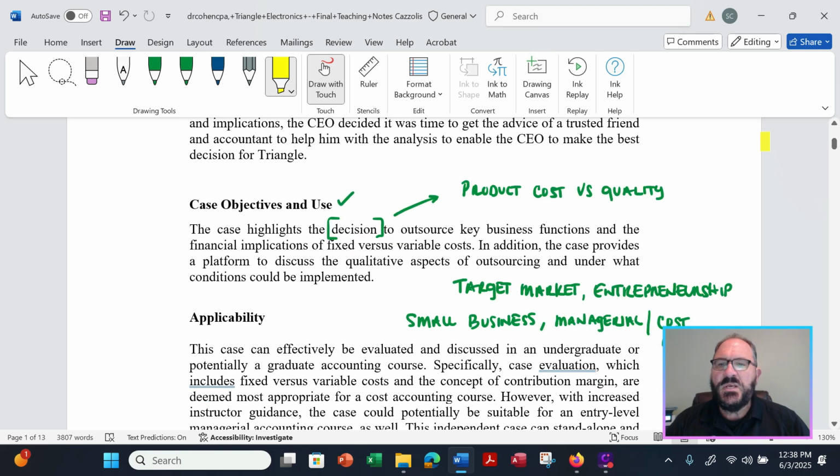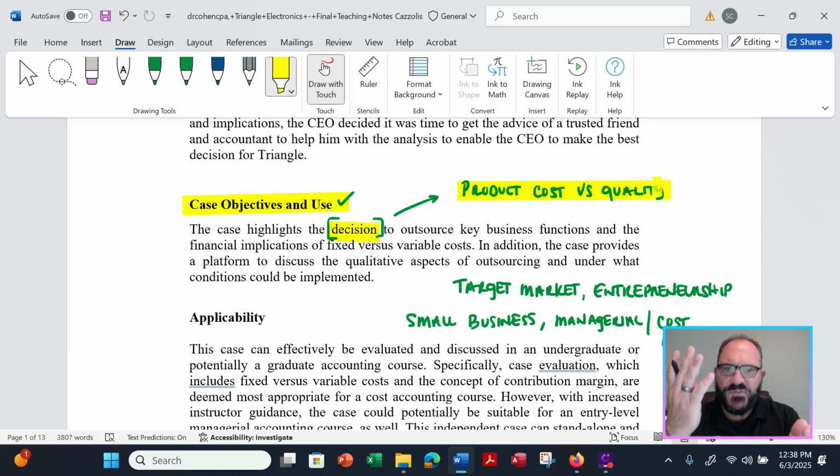Okay. The next one is, what is the case objective? Like, what is this case about? Now, in my mind, there was a decision here, and it had to do with the product cost versus the quality. So I think the decision here in this case is what's more important and how do you balance the importance of the two, okay?